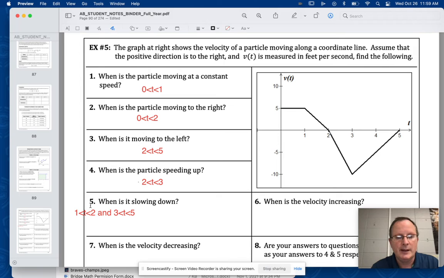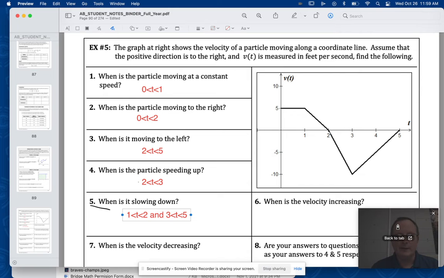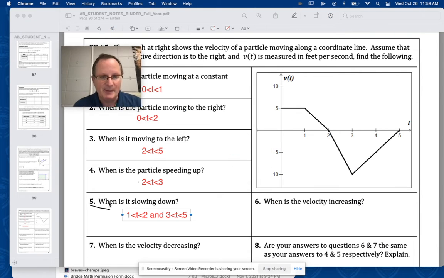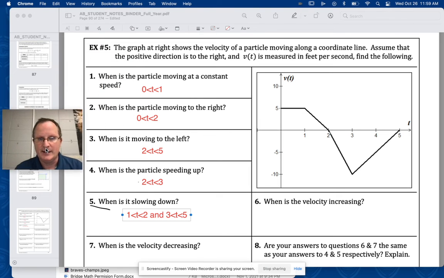So let's move that over. There you go. Again, the signs have to be opposite for the velocity and the acceleration.